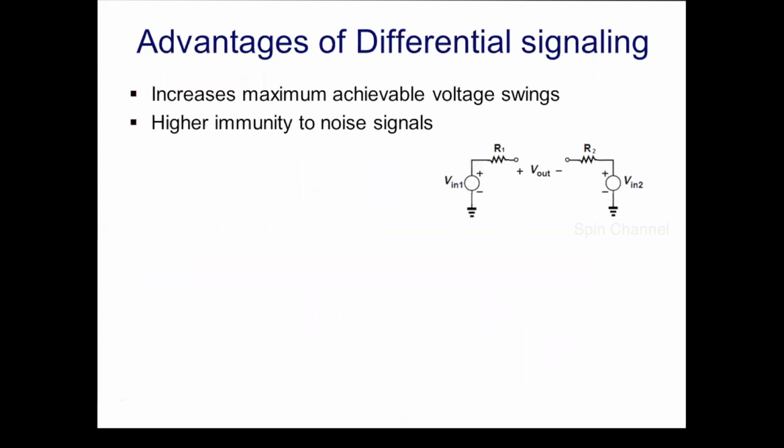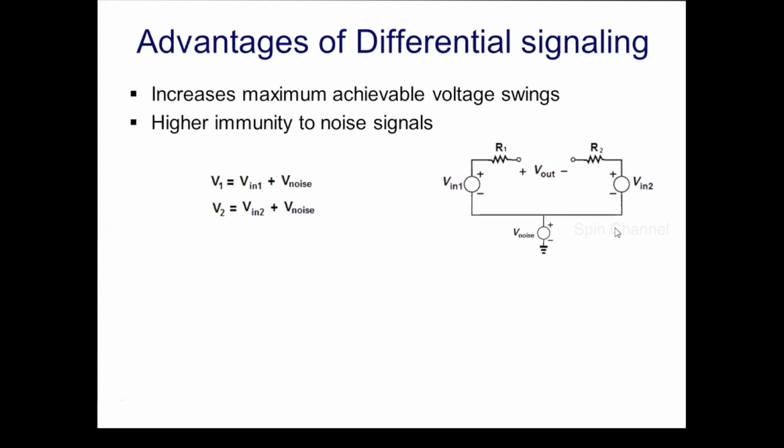Consider the same circuit. Now to the inputs V in 1 and V in 2, a noise signal is being added here. So now the input voltage on one side is V in 1 plus V noise, and on the other side it is V in 2 plus V noise. So this is V1 and V2. Now what is our output voltage? Output V out equals V1 minus V2. On substituting the values, we'll get this expression.